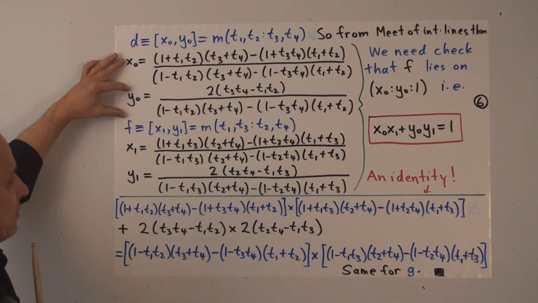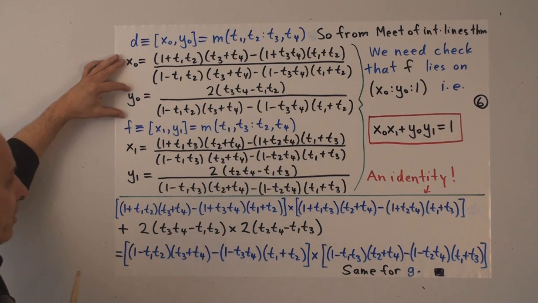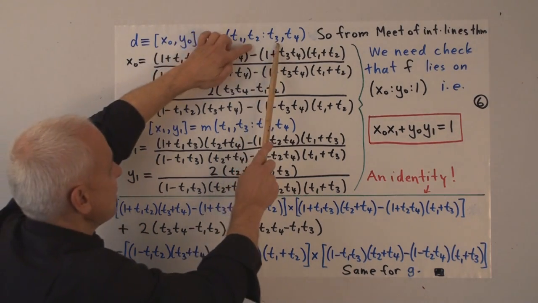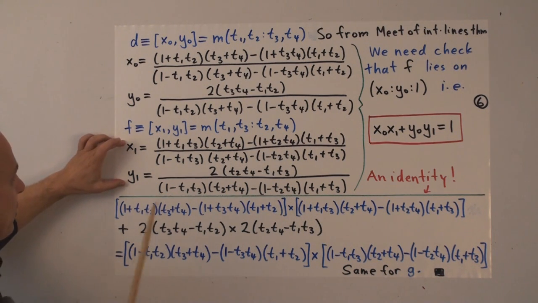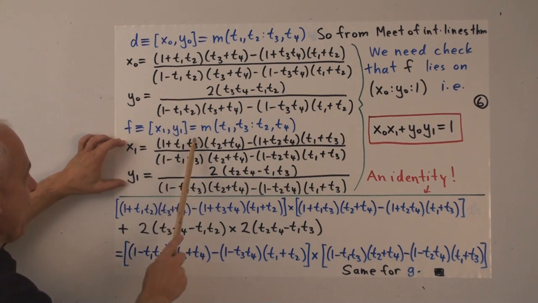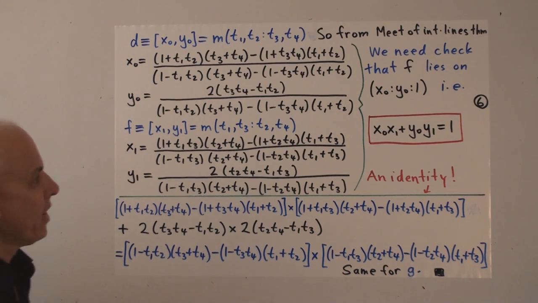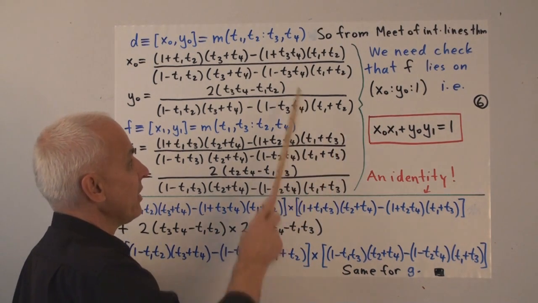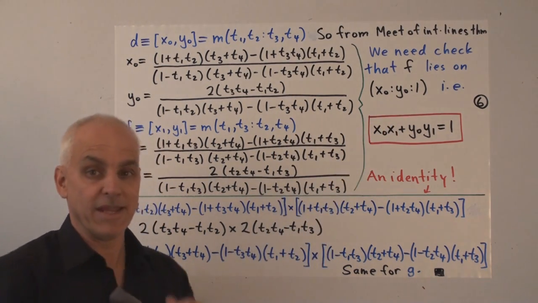What about F? Well, F, let's call it x1, y1. That's the meet of t1, t3 with t2, t4. So exactly the same formula, but with the roles of t3 and t2 interchanged. So these two are just the same as those two, except that wherever we have a t2 here, we now have a t3. Wherever we have a t3, we now have a t2. What do we need to do? We need to check that this point F lies on this particular line, x0, y0, 1, which we're claiming is the dual of D.